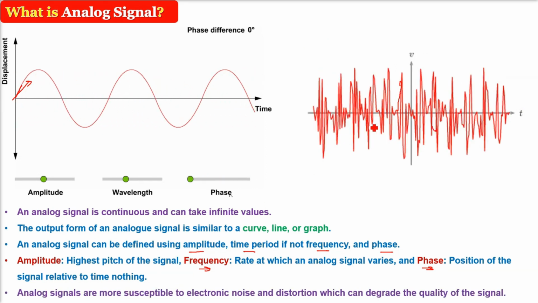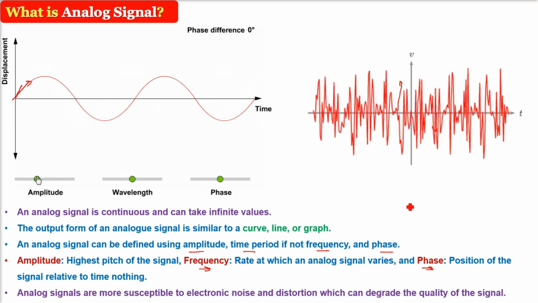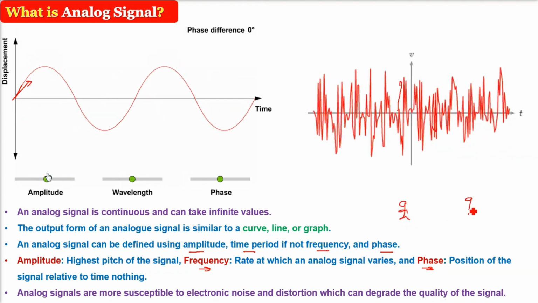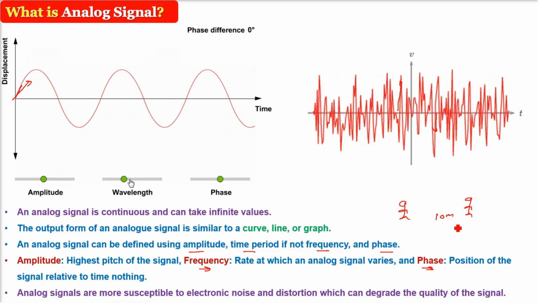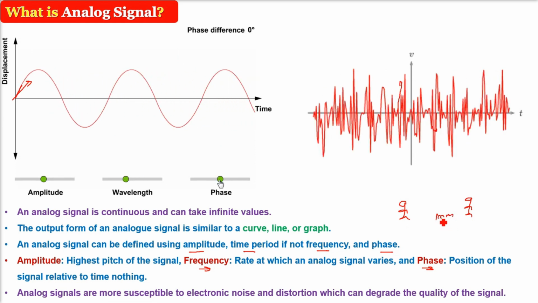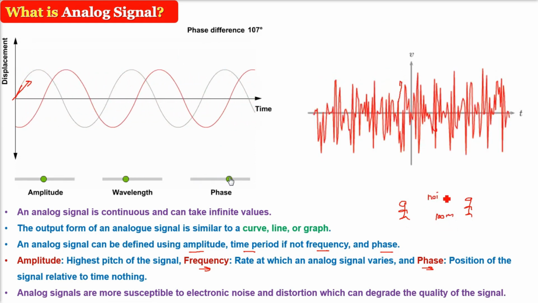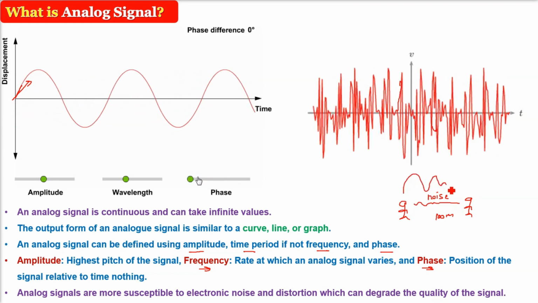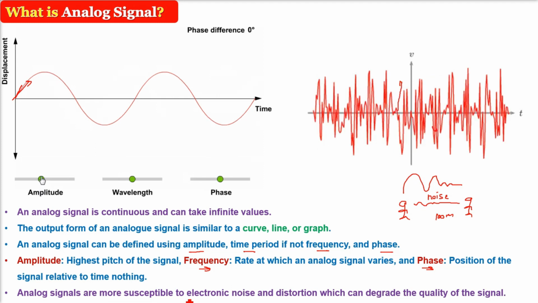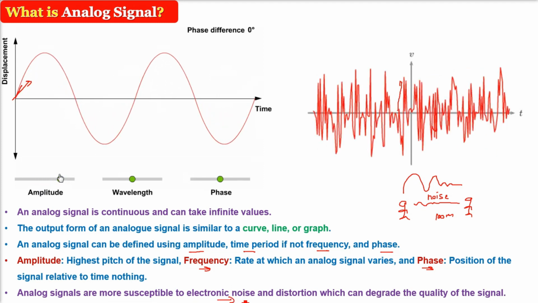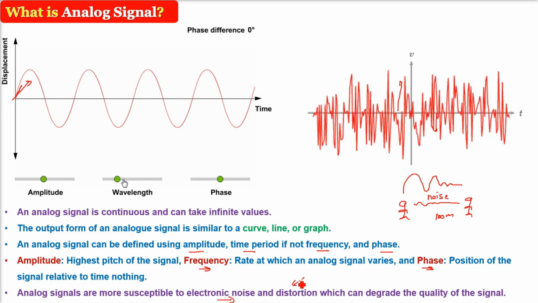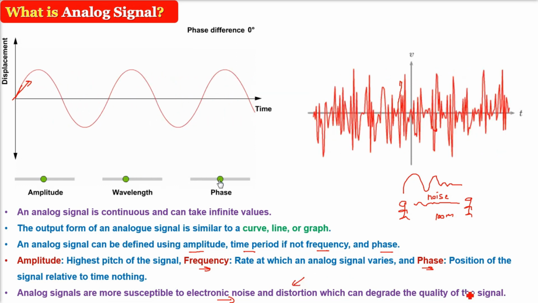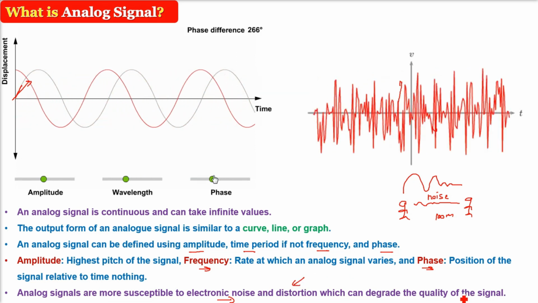So analog signals, because they are naturally occurring signals, if we are around say 10 meters, we will be able to hear 2 meters very clearly. But if it is 100 meters, we will not be able to hear it. Analog signals are more susceptible to electronic noise and distortion, which can degrade the quality of the signal. This doesn't happen in the digital signal. Please remember.